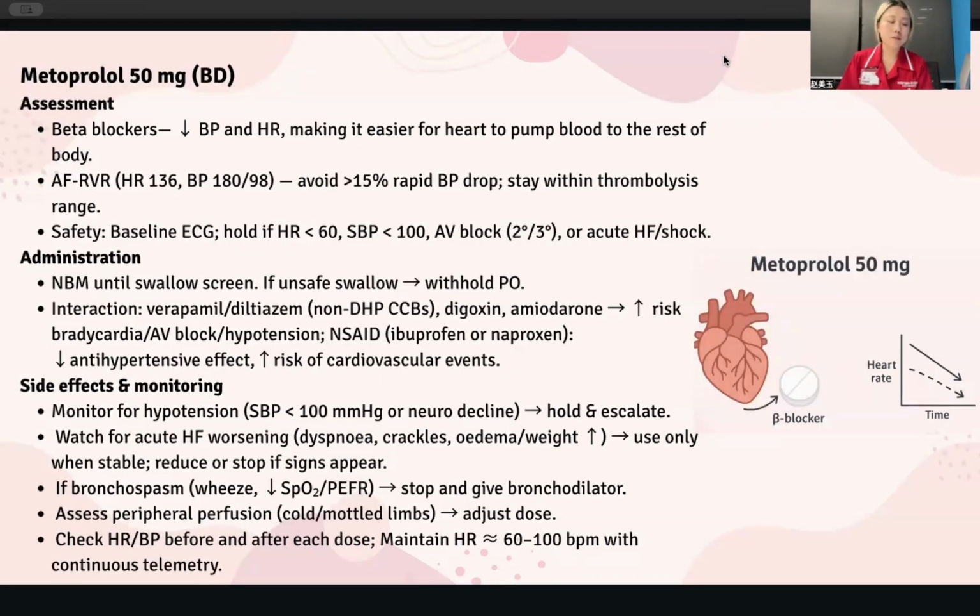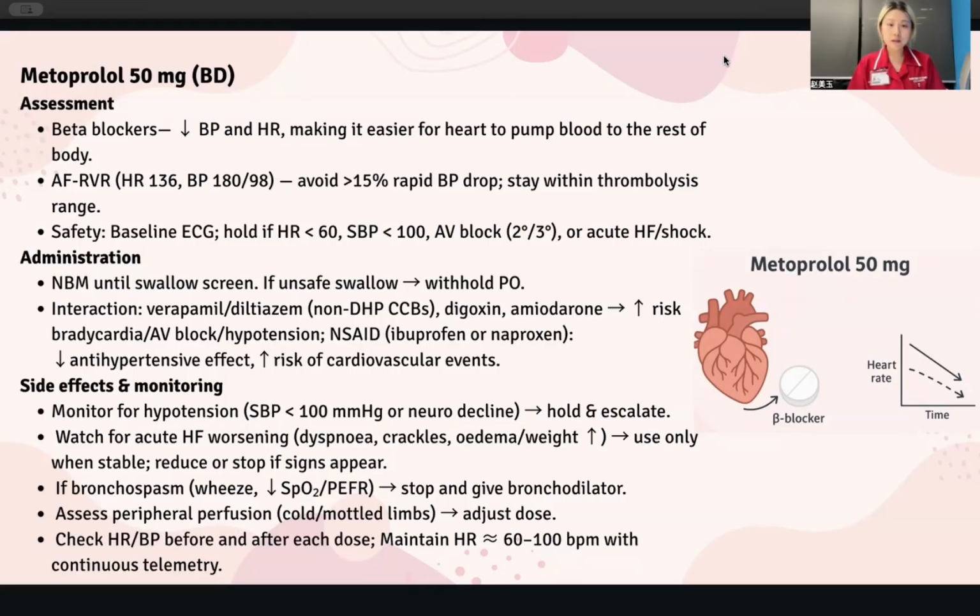Metoprolol 50 milligrams twice a day. It is a beta blocker, so it is used to lower the blood pressure and heart rate, making it easier for the heart to pump blood to the rest of the body. In this case, the patient has atrial fibrillation with rapid ventricular response. Her heart rate is 136 and blood pressure is 180/98.